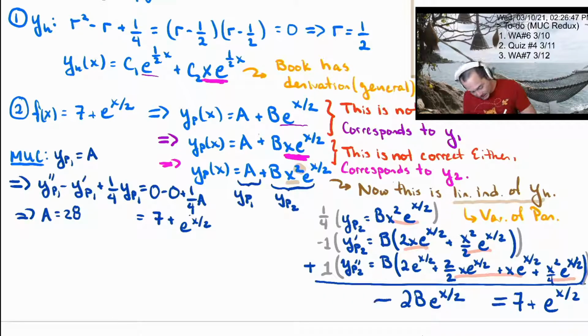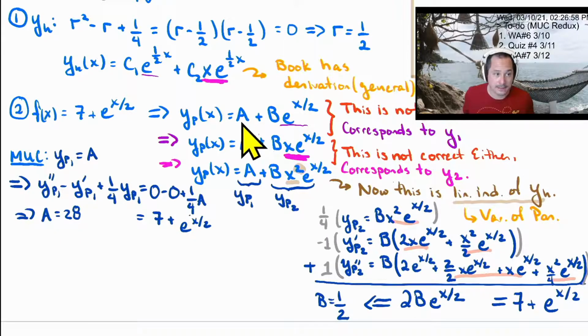So what does that tell me? That tells me that my b is equal to 1/2. All right. Do I have my a? Yes. Do I have my b? Yes. So I have all my unknown constants.